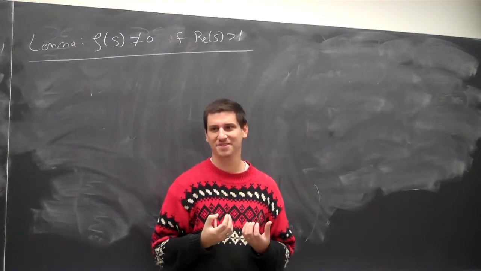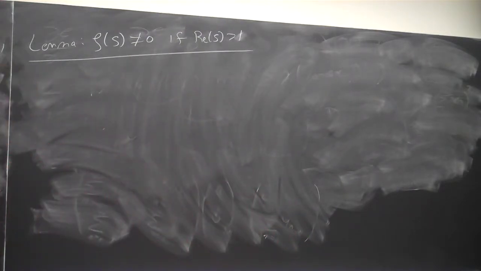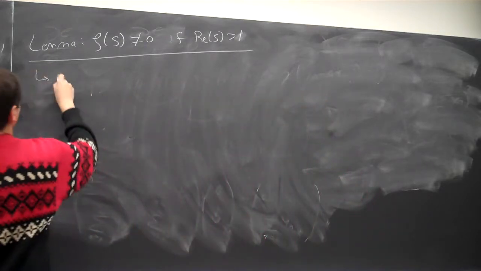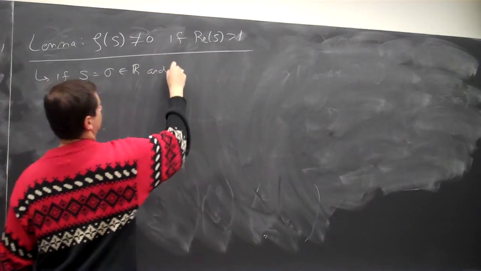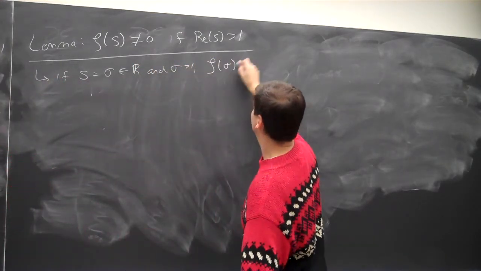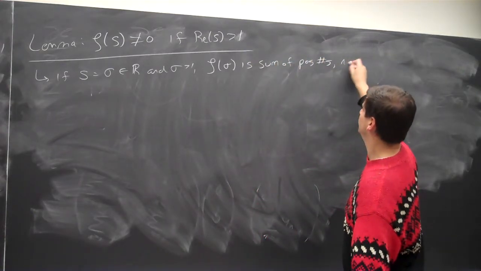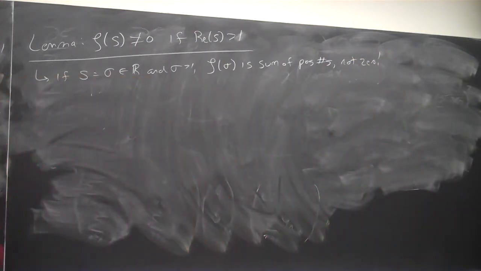Because they're all positive? Yes. Right? Summing positive numbers, you've just dropped an atomic bomb on the Riemann zeta function, which is fine, and we'll do that later. But all we have to observe is, if s equals sigma is real and sigma is greater than 1, zeta of sigma is a sum of positive numbers, not 0. Right? Okay, so it's not a problem if zeta is evaluated at a positive real number greater than 1.